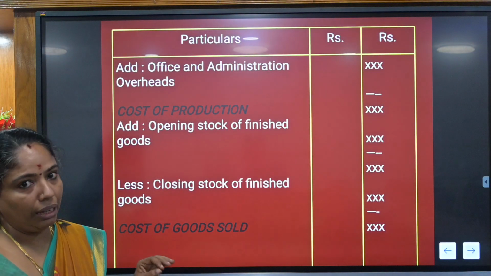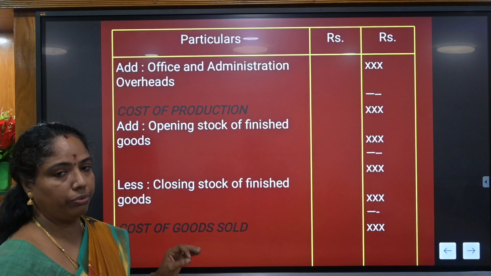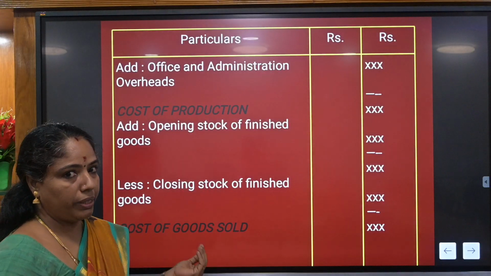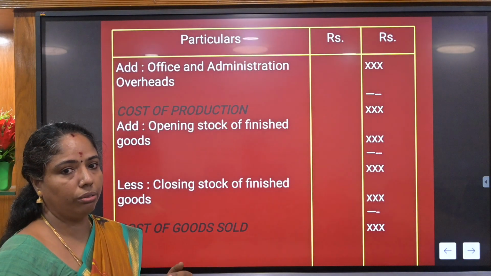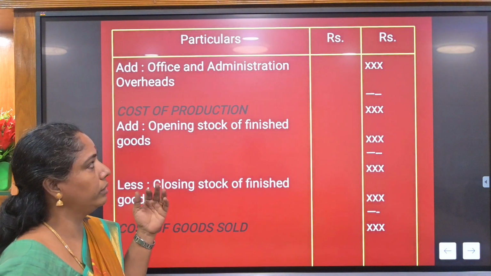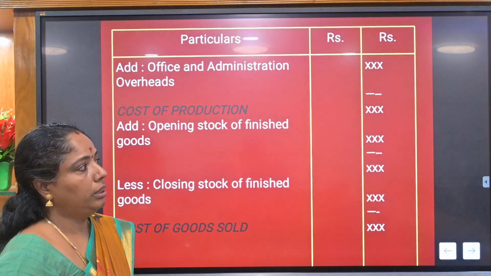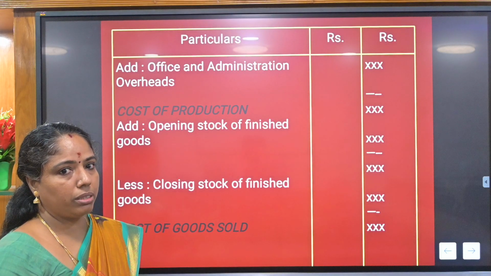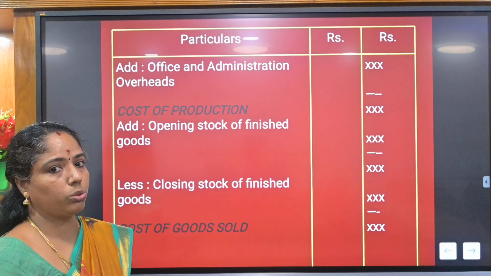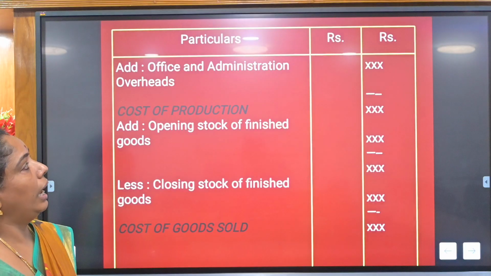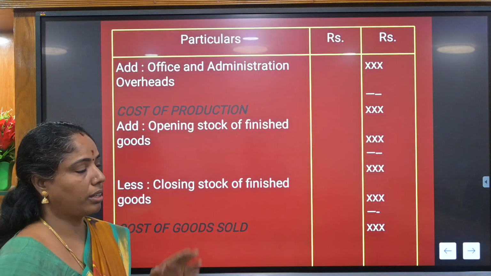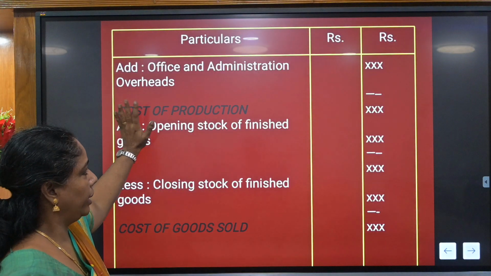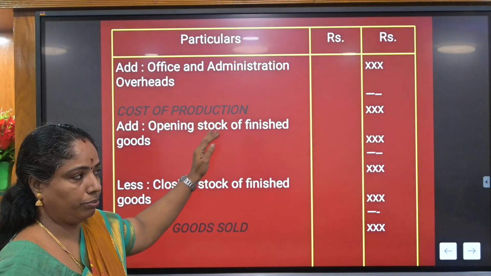Next, after adding the factory overheads, we have to add office and administration overheads. So the expenses which are related to office and administration come under this category. Here the director's fees, the manager's salary and other expenses, printing, stationery, the expenses which are related to office and administration come under this heading. That is called cost of production.